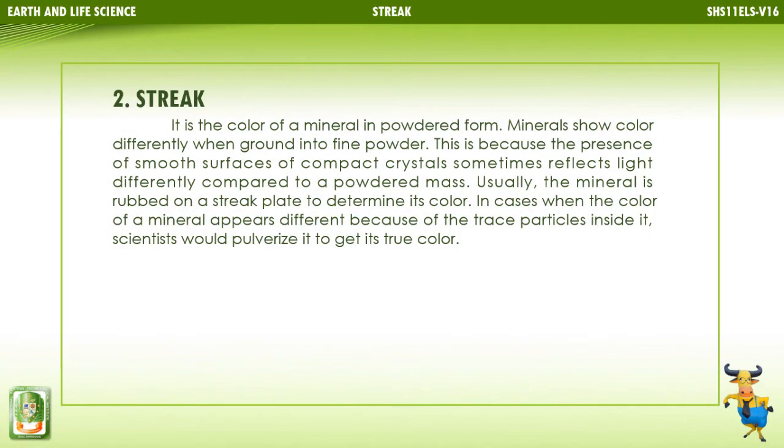Two, streak. It is the color of a mineral in powdered form. Minerals show color differently when ground into fine powder. This is because the presence of smooth surfaces of compact crystals sometimes reflects light differently compared to a powdered mass. Usually, the mineral is rubbed on a streak plate to determine its color. In cases when the color of a mineral appears different because of the trace particles inside it, scientists would pulverize it to get its true color.